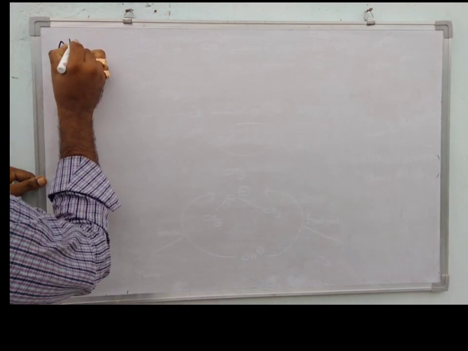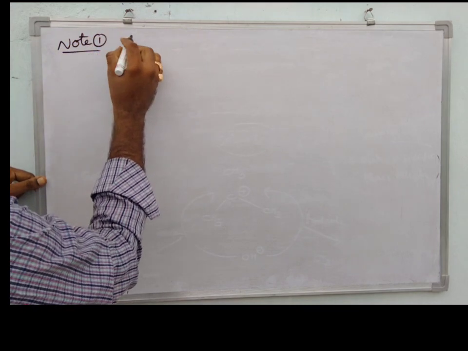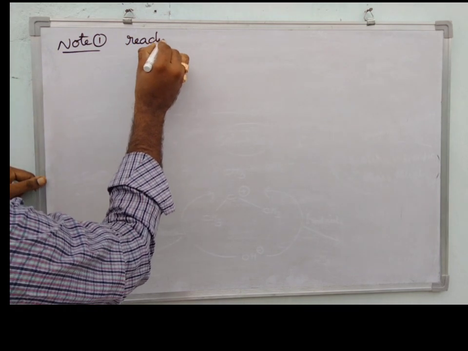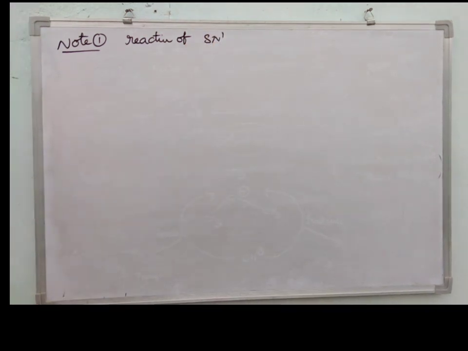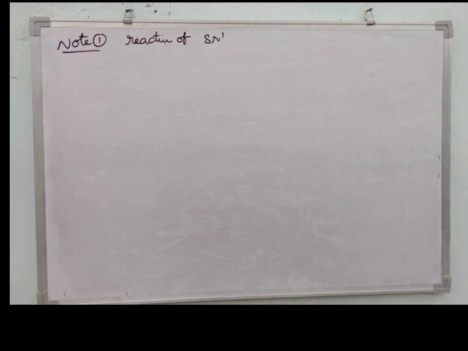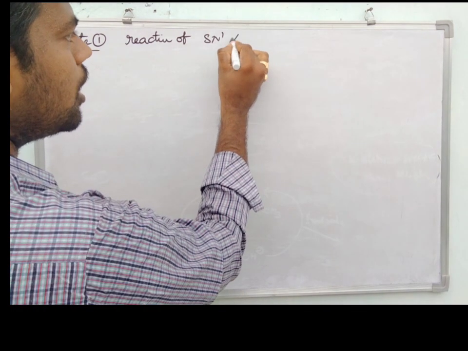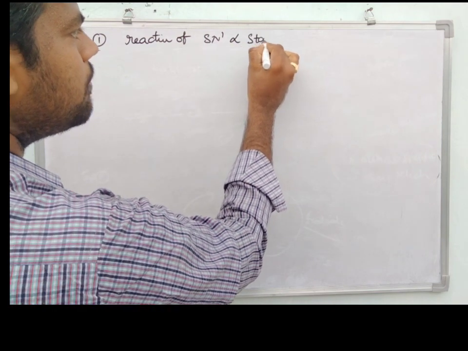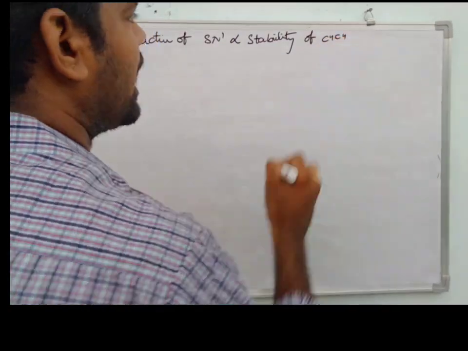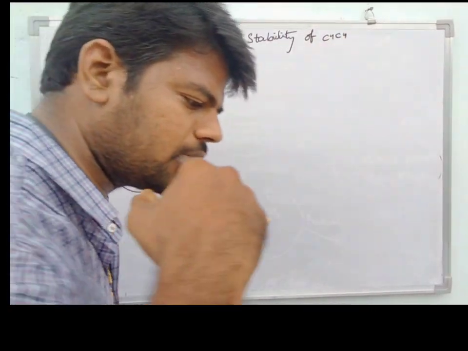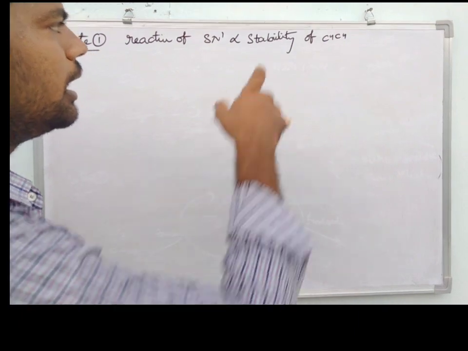I will express it in terms of notes. Every note is one of the very important terms. Note point number 1: generally, if you observe the reactivity of the SN1 mechanism, which compounds undergo SN1 mechanism very fast and which compounds undergo it very slowly, how will we identify? The reactivity of the SN1 mechanism mainly depends upon the stability of the carbocation.